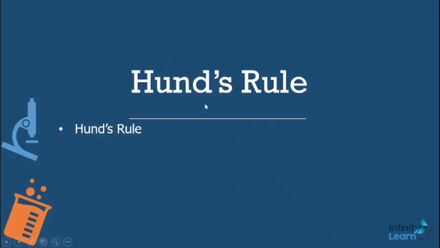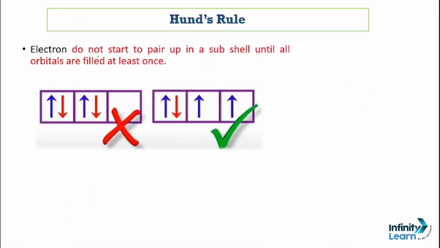Hello everyone, so in this video we will be learning about Hund's rule and we will be covering some relevant information that will be helpful to solve this Hund's rule. So let's begin with our topic. So friends, Hund's rule is mainly about the pairing of electrons. So in short, we can say that it is only about the pairing of electrons.